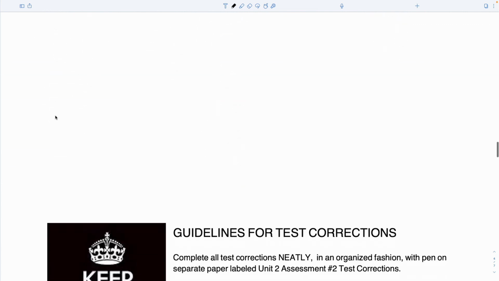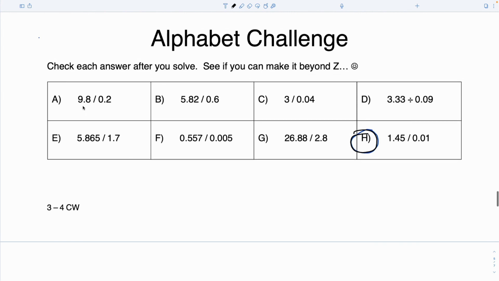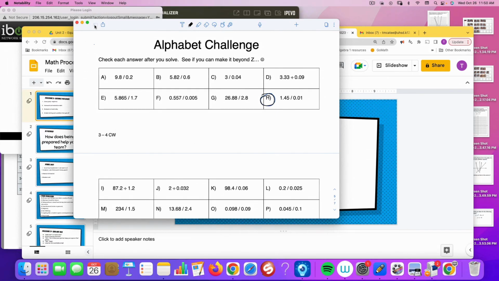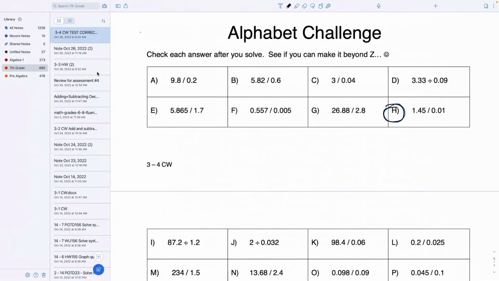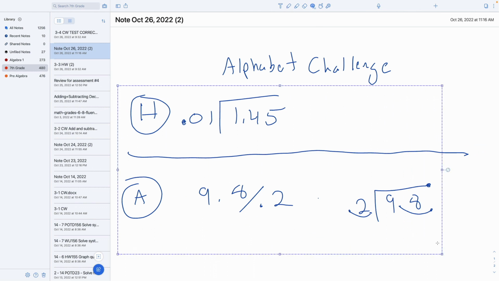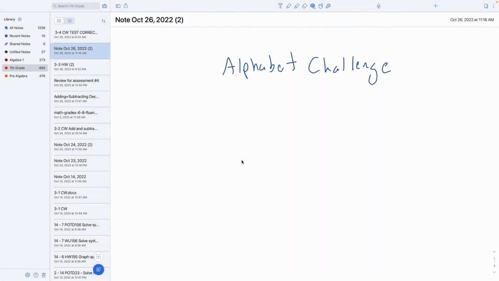If you're not on alphabet challenge yet, get out a piece of paper, flip past test corrections. We'll do those tomorrow. And go to this page. Set up your paper so it looks like this. You should be looking at alphabet challenge number 1. Your line piece of paper should look like that. Alphabet challenge listed at top. Date somewhere in the top corner. You could put round 2 if you want. Raise your hand if you need a piece of line paper.